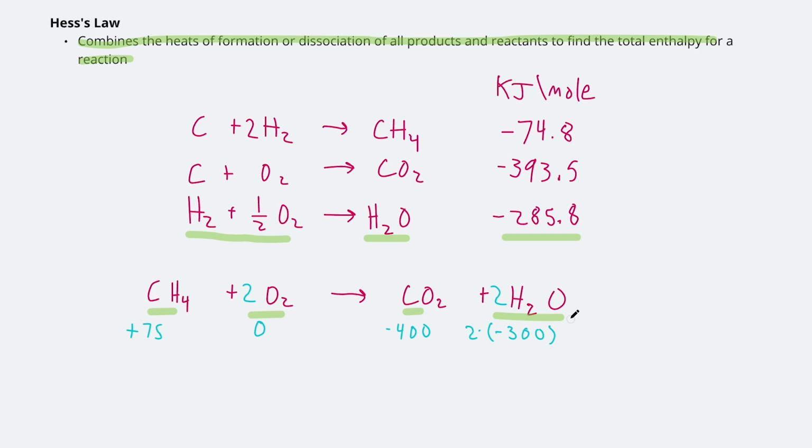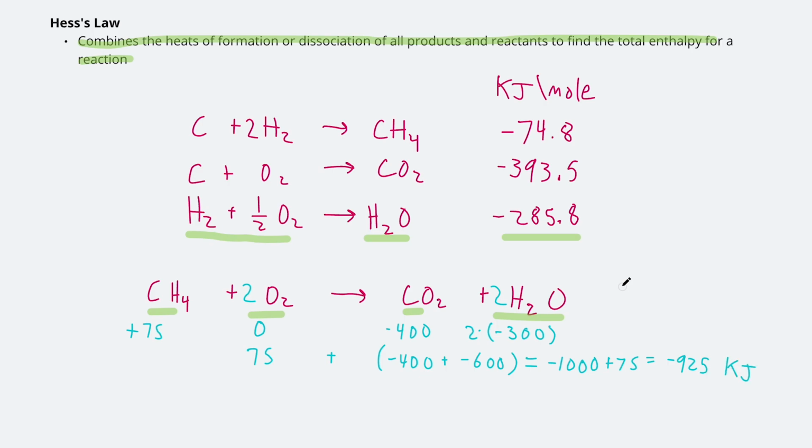So we want to combine our total values here, which is basically just an addition. We do 75 plus negative 400 and negative 600. So the total change in enthalpy for this reaction would be negative 1000 plus 75, which comes out to be negative 925, and that is in kilojoules.